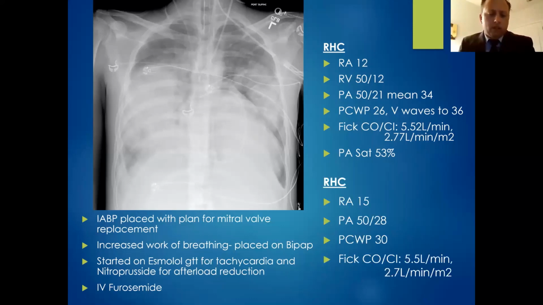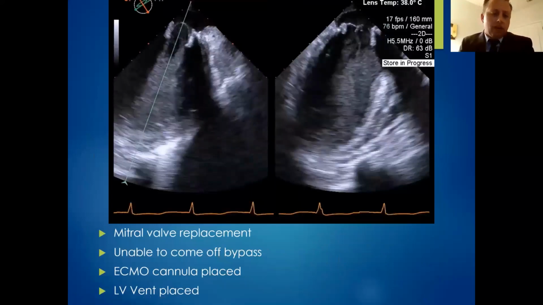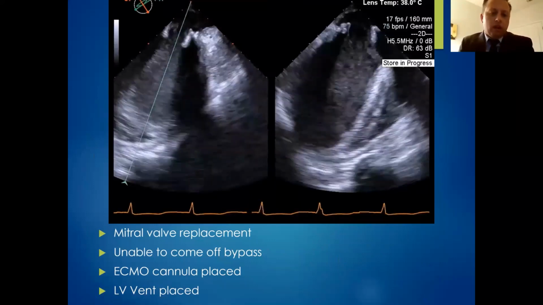So after these initial measures, despite the balloon pump, right atrial pressure remained 15, PA pressure 50/28, wedge 30, cardiac output 5.5, and index of 2.7. So not much has changed despite the nitroprusside, despite the intra-aortic balloon pump. He continues to do worse and actually is taken for the mitral valve more emergently, though he has difficulty coming off of bypass. The patient is cannulated for ECMO in the OR, and a direct LV vent through the LV apex is placed.